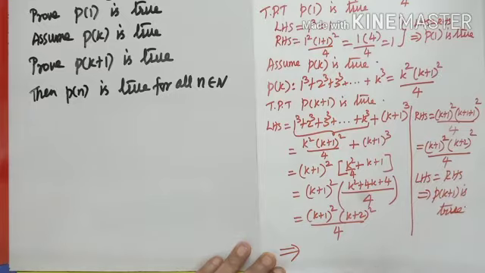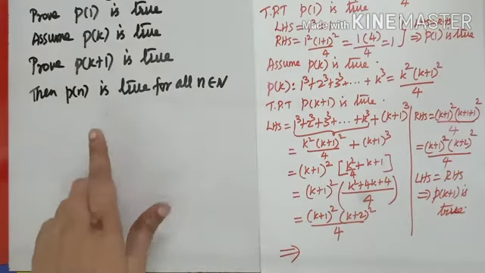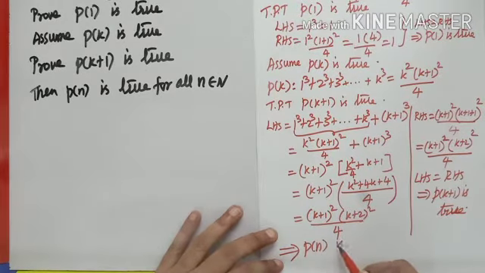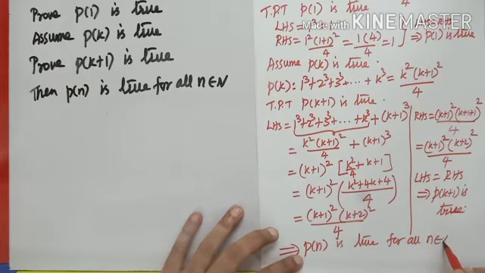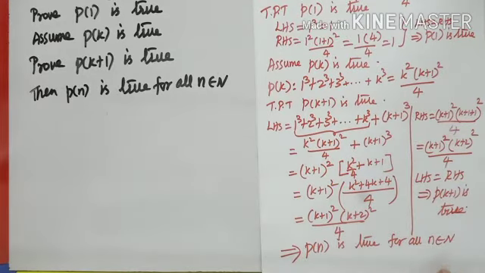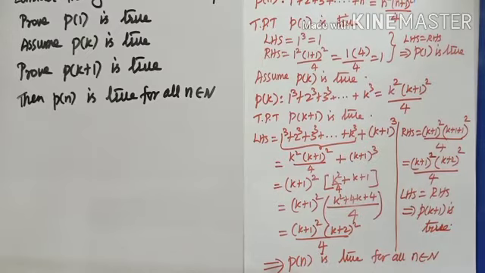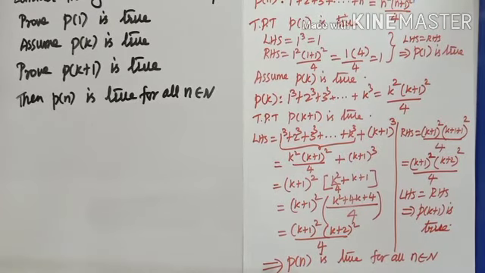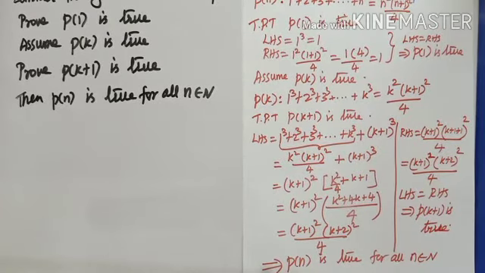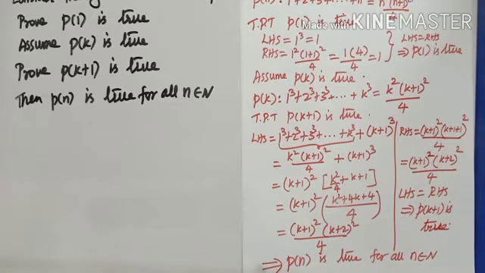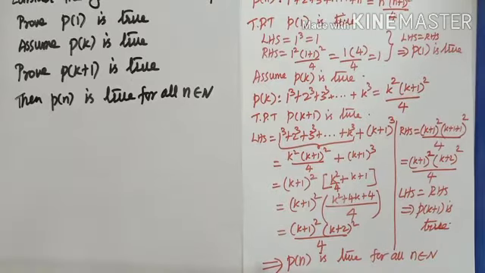As I am able to show the fourth step, the last line I will conclude the result, that P of n is true for all n belonging to capital N, or I will call this as for all natural numbers. Just recall the steps. Show P of 1 is true. Assume P of K is true. Prove that P of K plus 1 is true. Take and write P of n is true for all natural numbers.